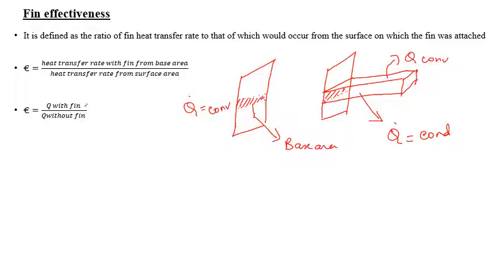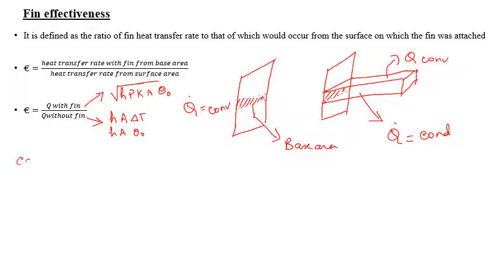Q with the fin, we have done the derivation in earlier video lectures, and we know that Q of a fin is given as square root of hPkA into theta naught. Q without fin is due to convection, and it is given as hAΔT, or it can also be given as hA theta naught. So we have got two cases.